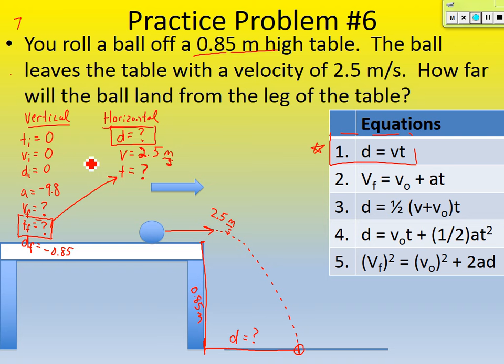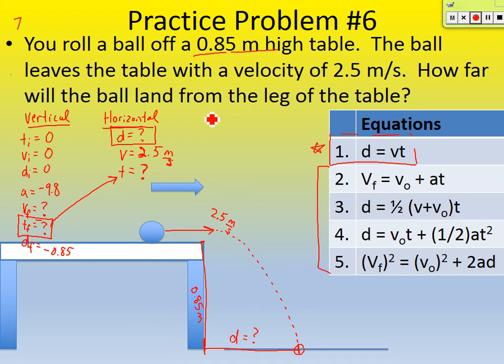But now that we're going to solve for time vertically, we can only use 2, 3, 4, or 5. Which one should we look to first? Which one do we use the most often? 4. So let's go ahead and look at 4 and see if we can use it. Do I have displacement vertically? Yeah, we do. It's negative 0.85. Do I have its initial velocity? Yeah, it's 0. Do I have acceleration? Yes. So can I use this equation? And the answer is yes.